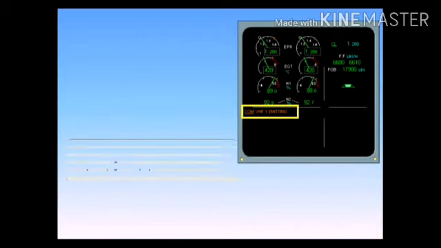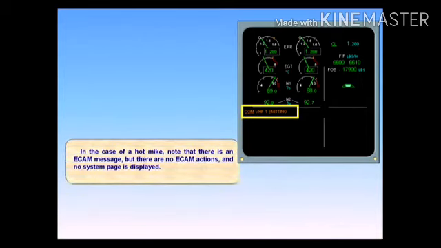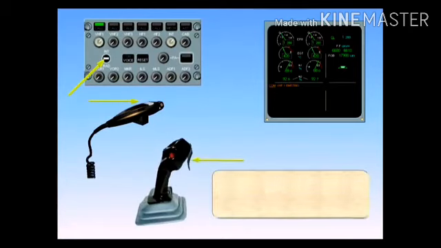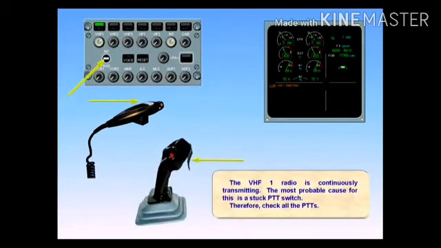In the case of a hot mic, note that there is an ECAM message, but there are no ECAM actions, and no system page is displayed. The VHF1 radio is continuously transmitting. The most probable cause for this is a stuck push-to-talk switch. Therefore, check all the push-to-talk switches. You found one push-to-talk stuck in the transmit position. After you release it, the ECAM message disappears.